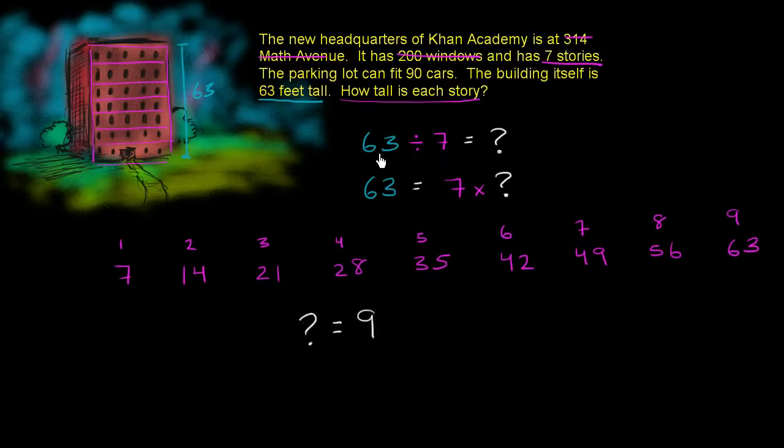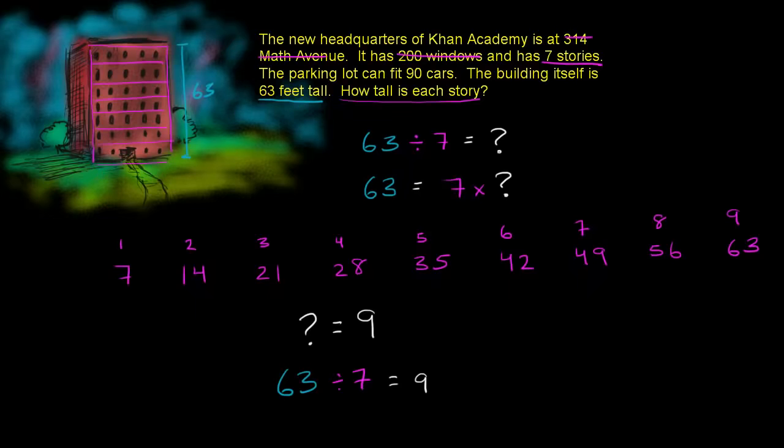So we can write that 63 divided by 7 is equal to 9. And let's think about that. We're saying that if we take 63 feet and divide it into 7 equal stories, each story is going to be 9 feet on average.